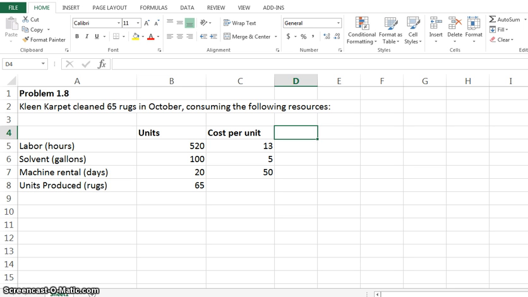To calculate labor productivity, we need to focus on the fact that there were 520 units of labor used, and that labor usage is measured in hours. The cost per hour of labor is $13. During this period, the company cleaned 65 carpets, so that equates to a unit produced for the company.